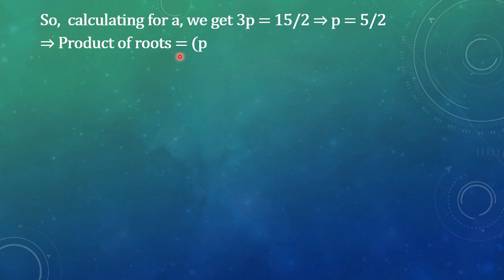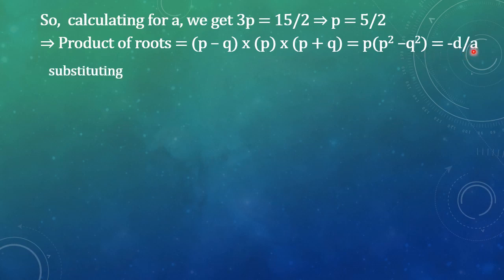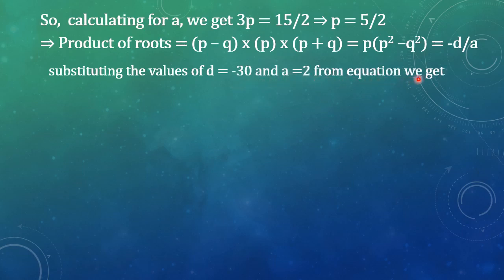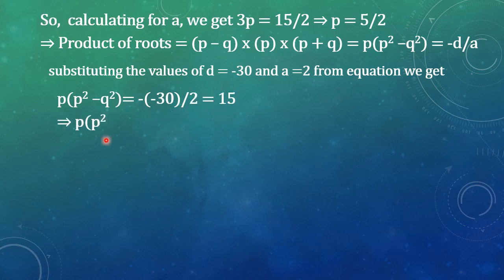Product of roots is equal to p minus q into p plus q into p is equal to p into p square minus q square is equal to minus d by a. Substituting the values of d is equal to minus 30 and a is equal to 2 from equation, we get p into p square minus q square is equal to minus into minus 30 by 2 is equal to 15. That implies p into p square minus q square is equal to 15.